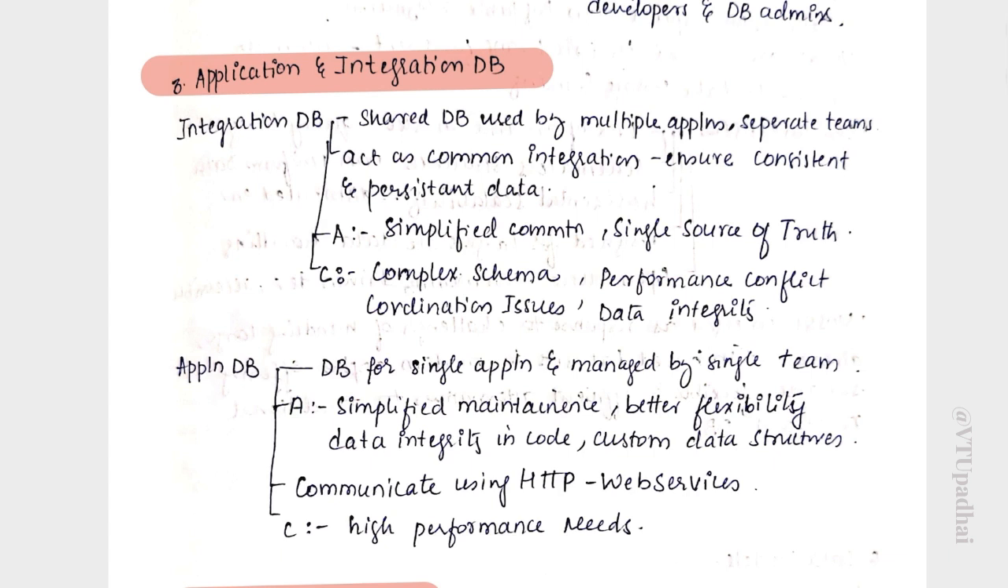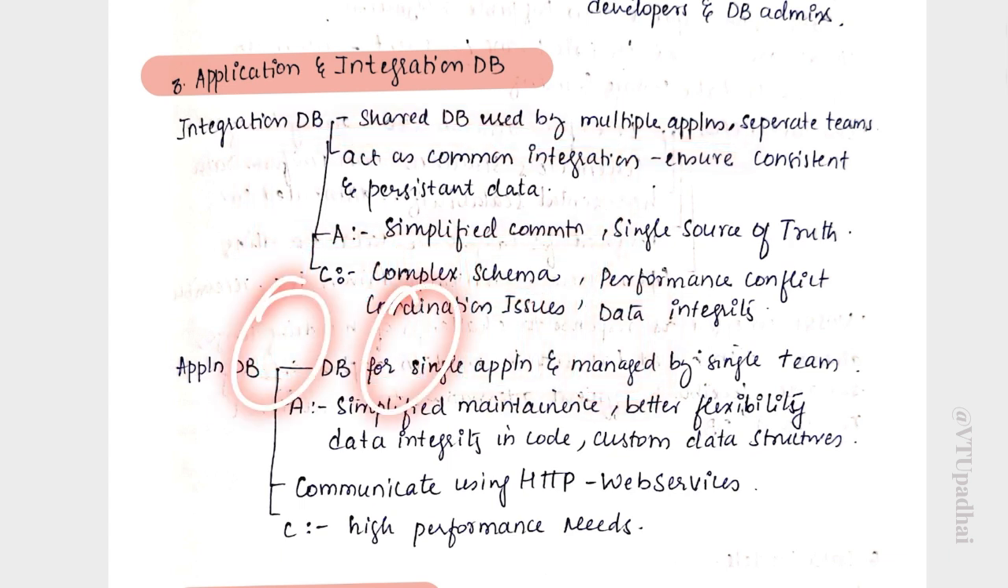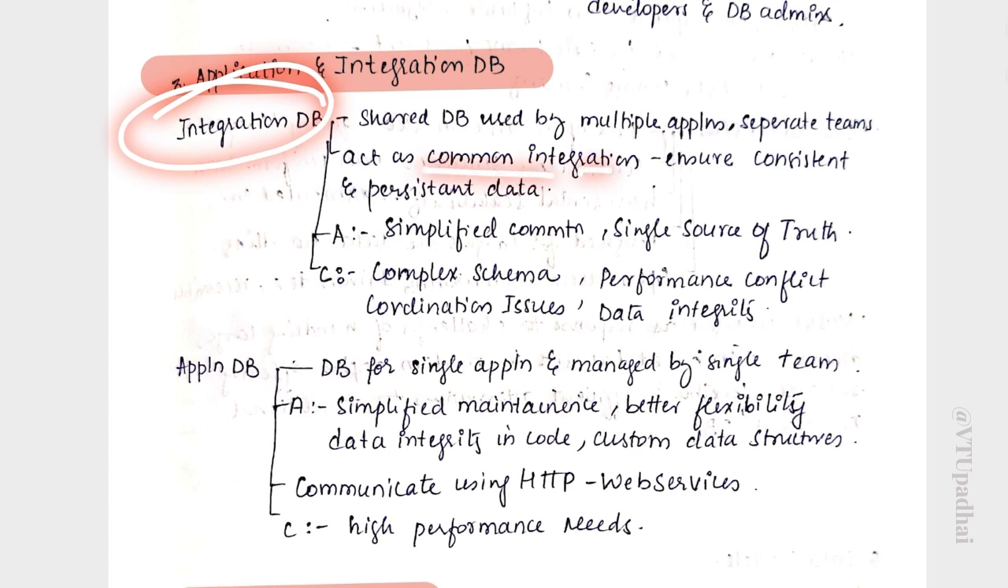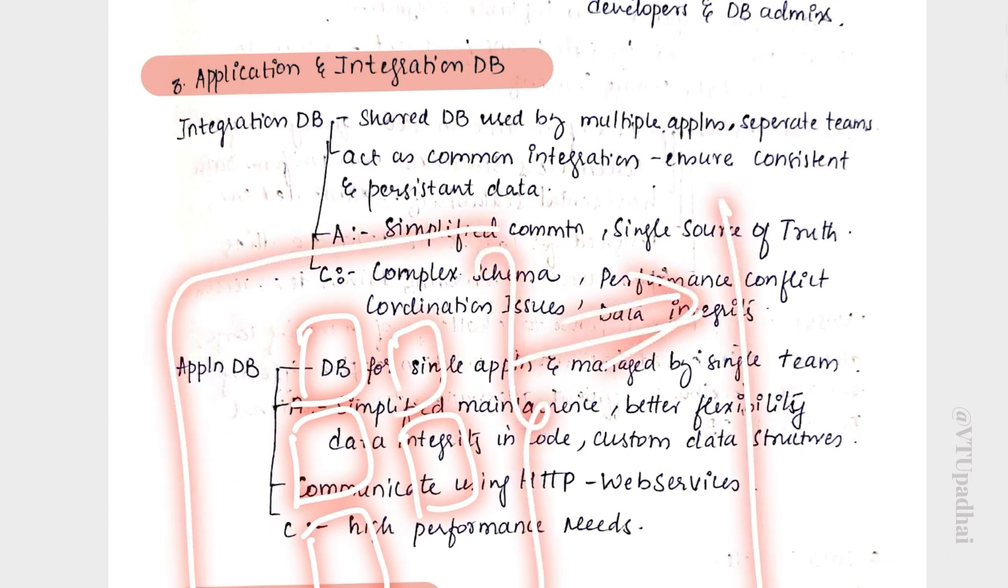Under this, first we have the integration database. Integration database means it is the shared database which is used by multiple applications. So multiple applications are sharing the same data. Further, all this data is being integrated into one. That is, separate teams will be there, and all these separate teams would be sharing different data, in different databases. So the integration database will act as a common integration which will ensure consistent and persistent data storage. That is, when you're integrating all these different chunks of data into one and storing it as a company's database, that's what is called an integration database.